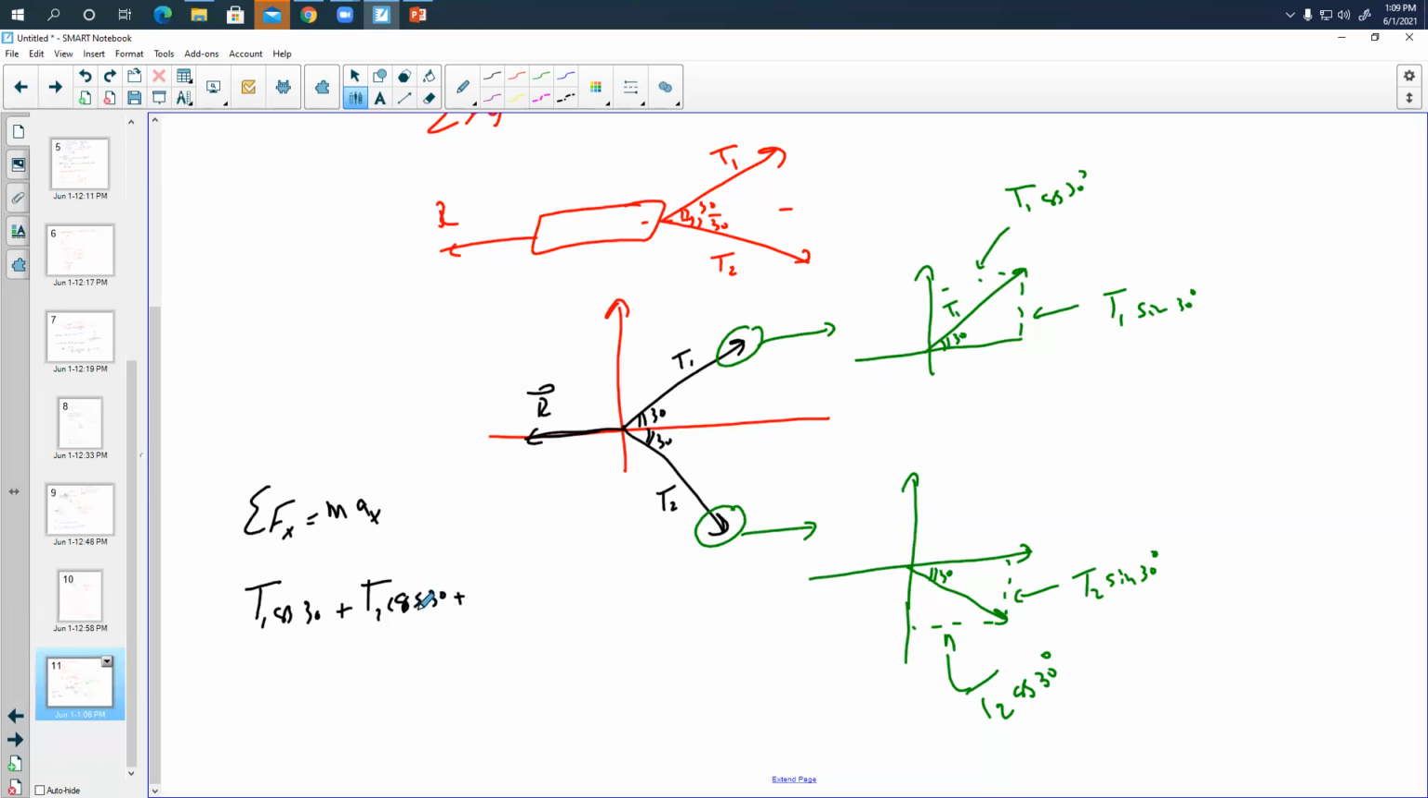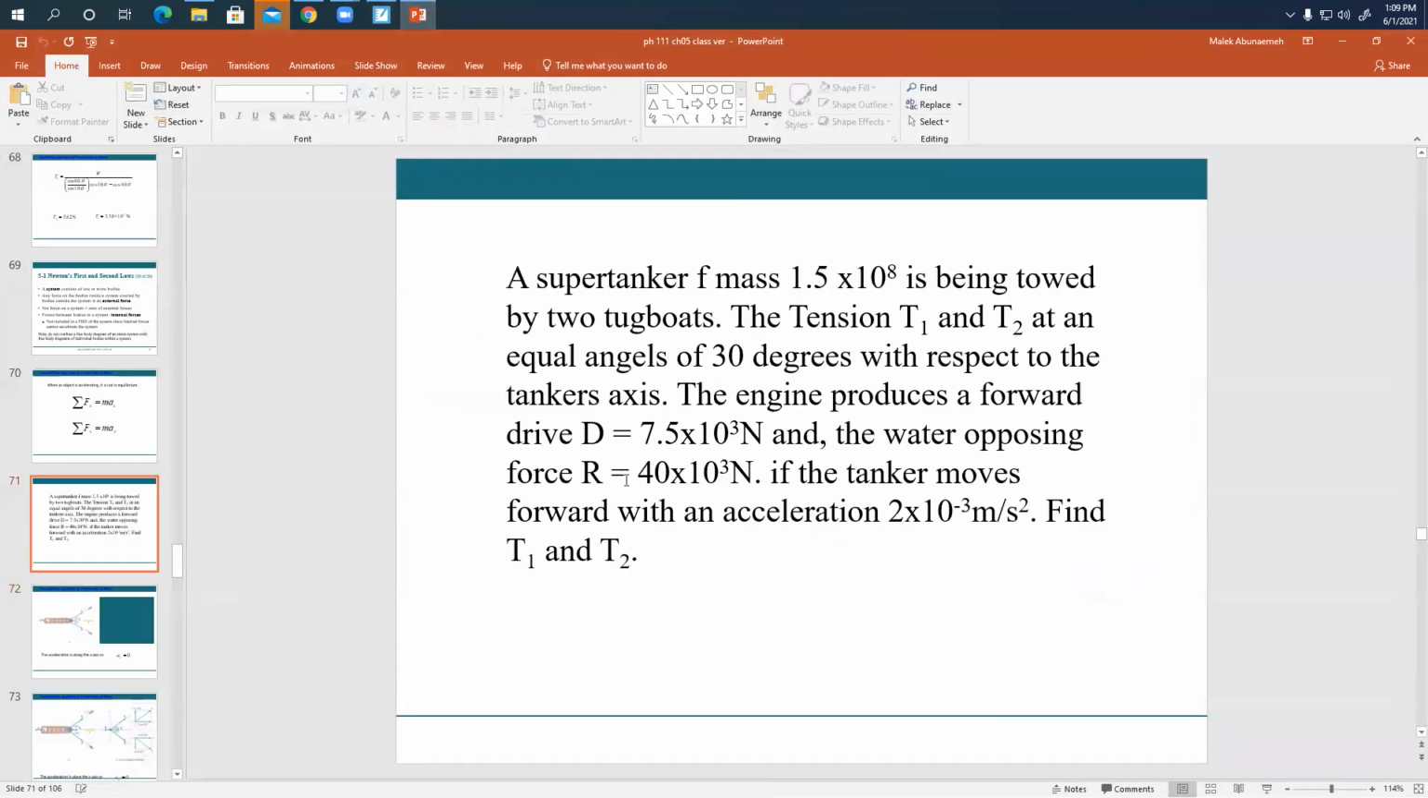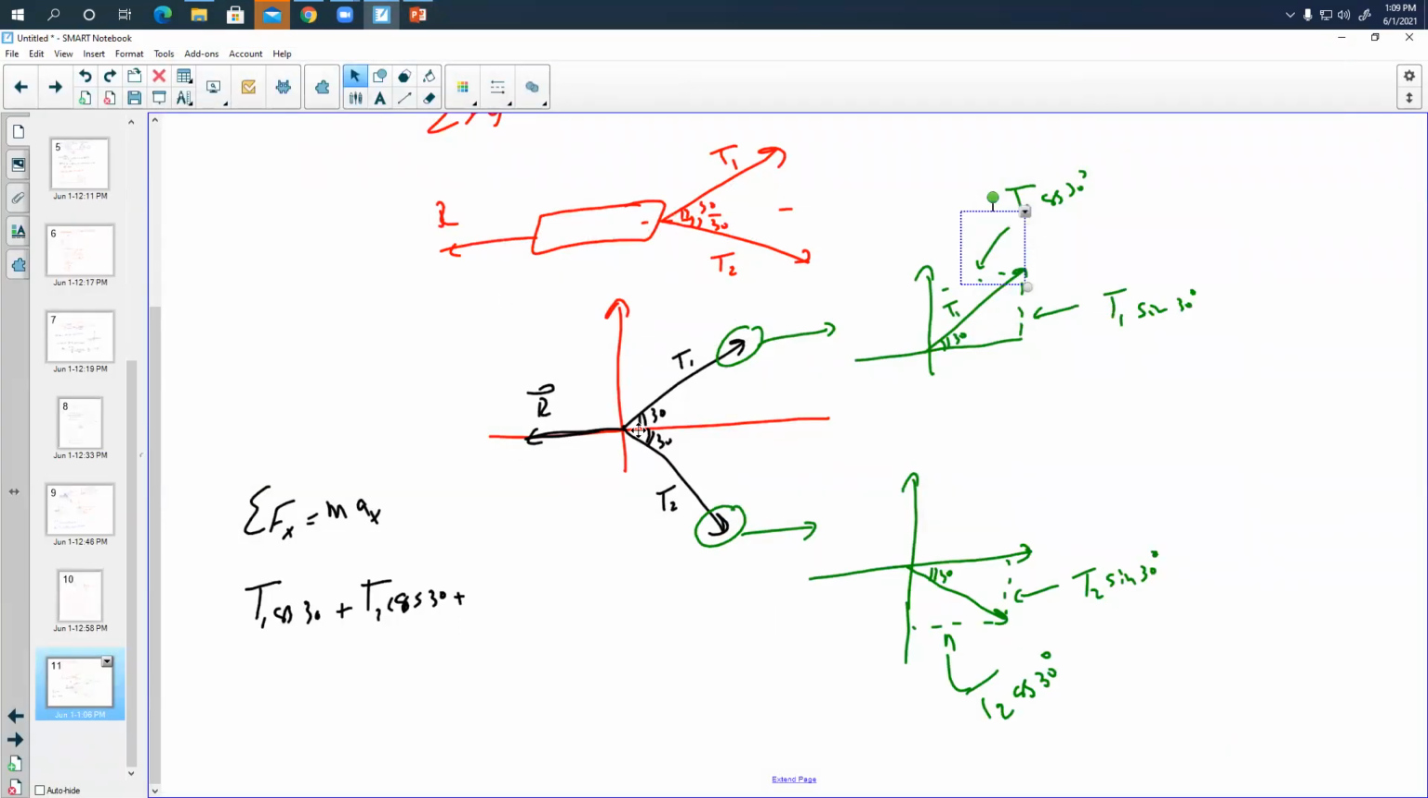We had a forward drive in the question, didn't we? Oh, you have a forward drive and a force rotor, so I forgot to put the forward drive. So the forward drive would be D over here. So plus D minus R. That's going to equal your mass times your acceleration in the x direction. And let's just call this equation 1.